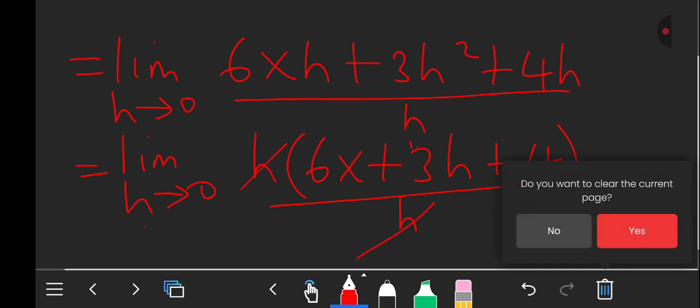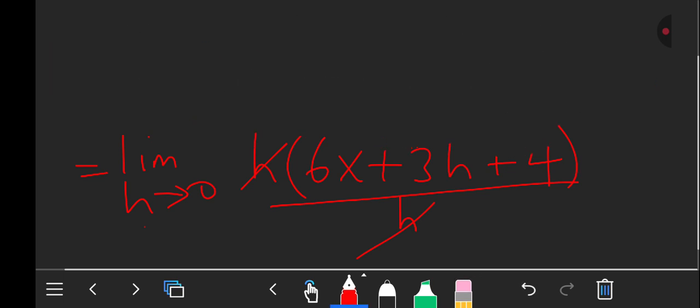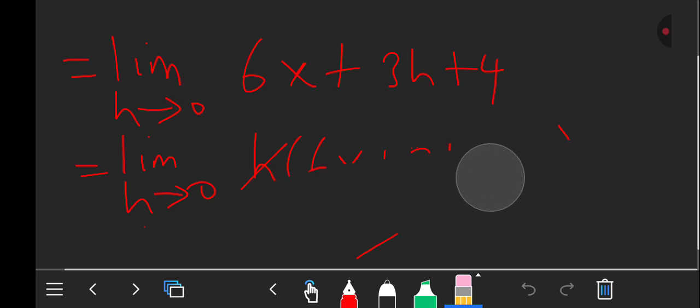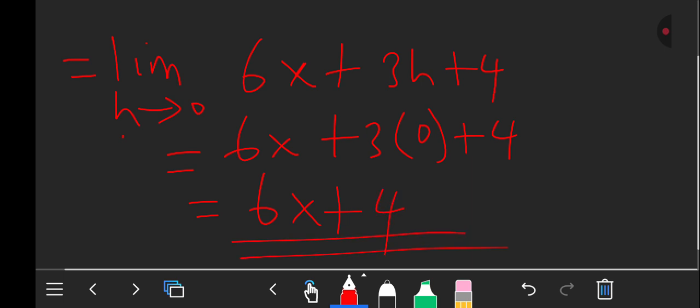Then h and h can cancel out, so this will be equal to limit as h approaches 0 of 6x plus 3h plus 4. I can now substitute where I say h. Whenever I substitute, forget about the limit. So it will be 6x plus 3 times 0, where there is h, plus 4. So this will give us 6x plus 4. So this is the derivative.